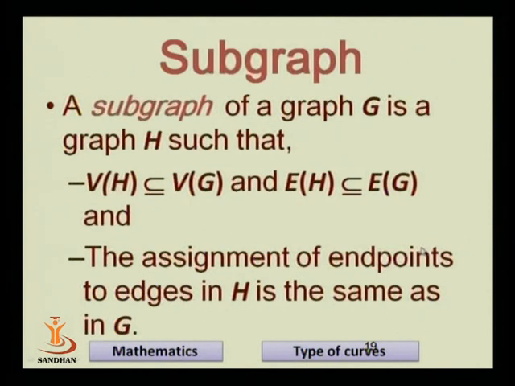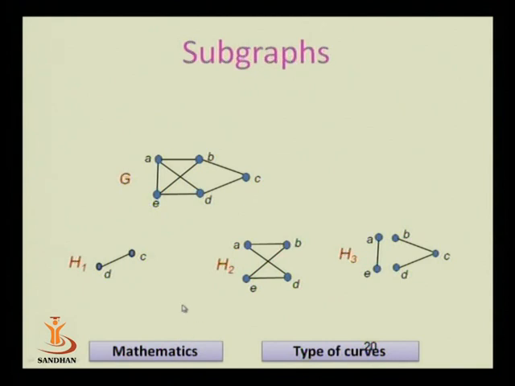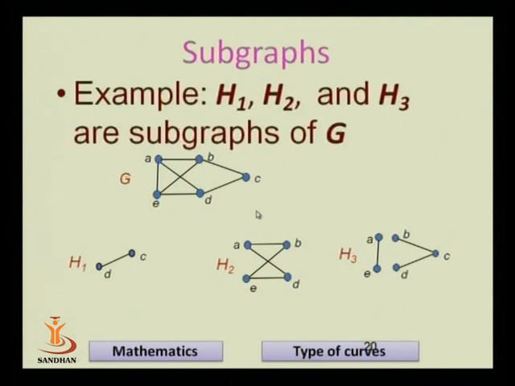Now what is a subgraph? We define subgraph. A subgraph of a graph G is a graph H whose vertex set is also a subset of the vertex set of graph G and whose edge set is also a subset of the edge set of graph G. Moreover, the assignment of endpoints to edges in subgraph H is the same as in graph G. Here the main graph G is in the first figure, and the below three, H1, H2, H3, are subgraphs of the main graph G.